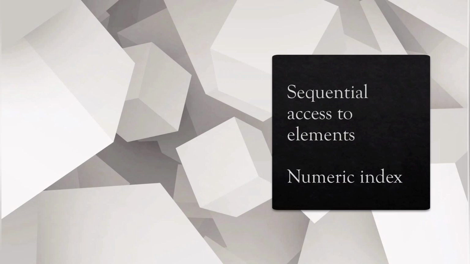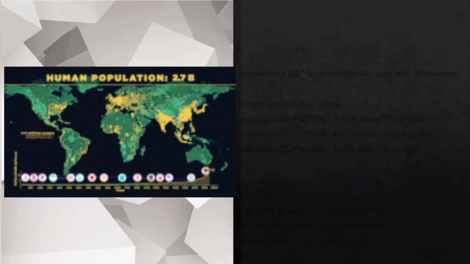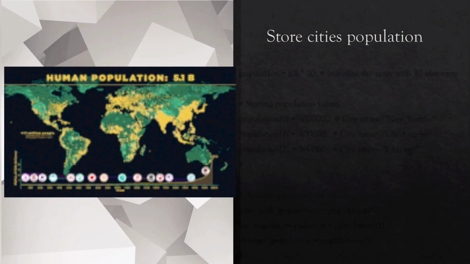Arrays are designed for sequential access to elements using numeric indices, whereas hash tables or dictionaries provide efficient key-value pair lookups. Let us consider a scenario where a programmer wants to store the population of cities and access the population using the city names.